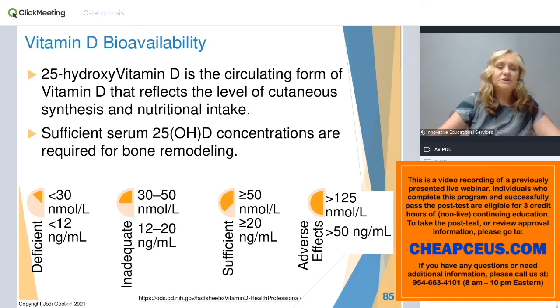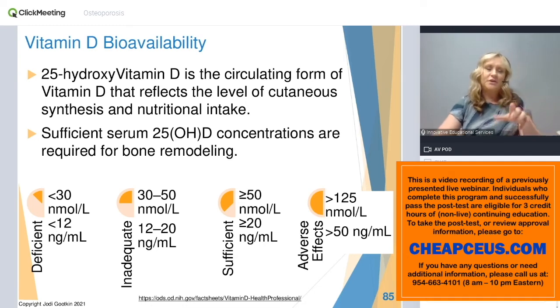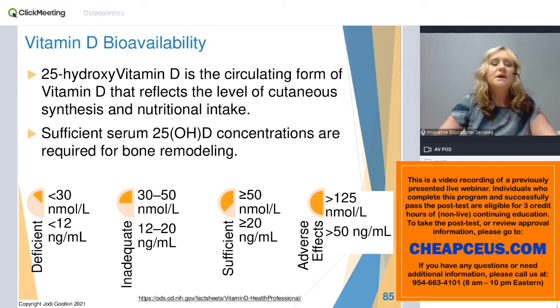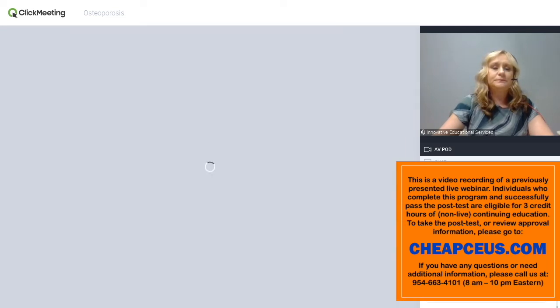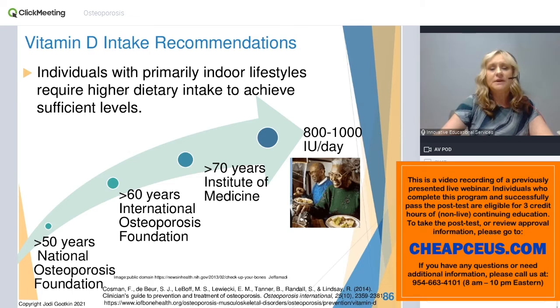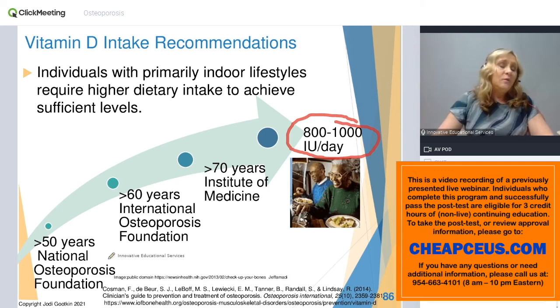The general recommendation, there are different ways that this is measured, so I encourage you to look at this if you're looking at lab values. Our sufficient levels are going to be somewhere between 20 and 50. We don't want to go over 50 nanograms per milliliter of bioavailability of the vitamin D. Vitamin D intake recommendations are 80 to 100 IUs a day. At what age to start that really varies by the recommending organization, somewhere between 50 and 70 years old.